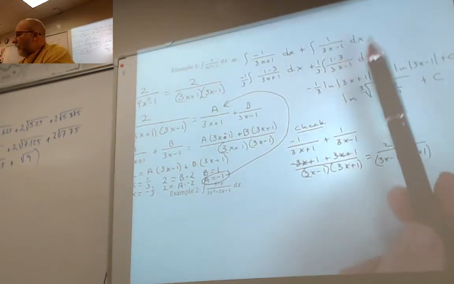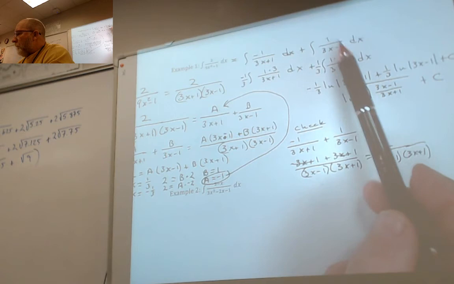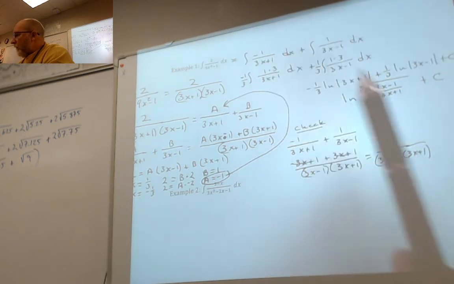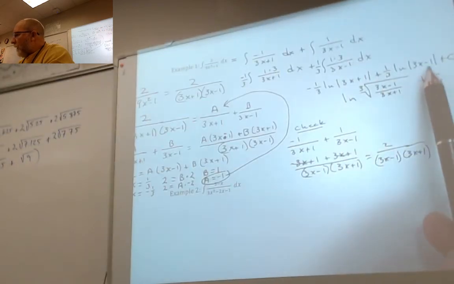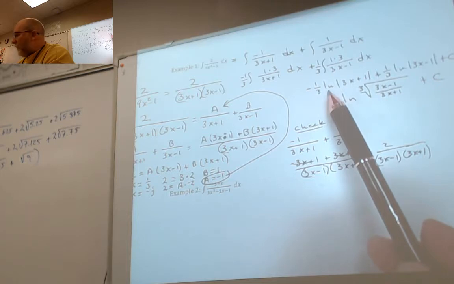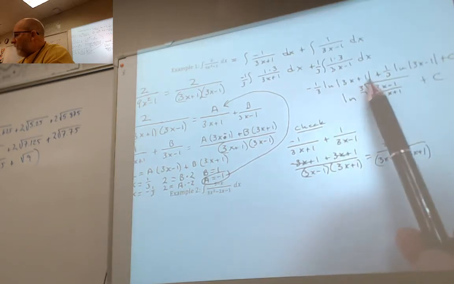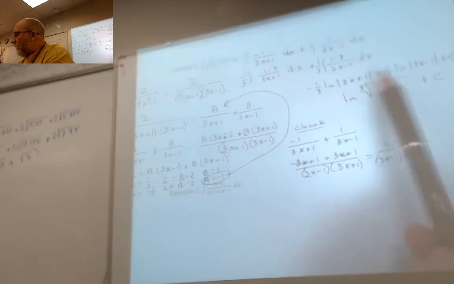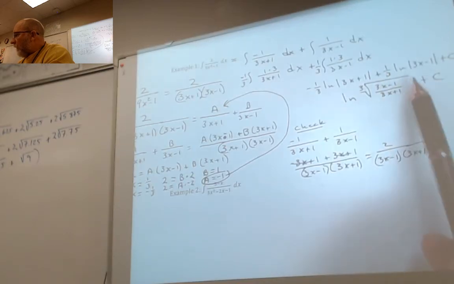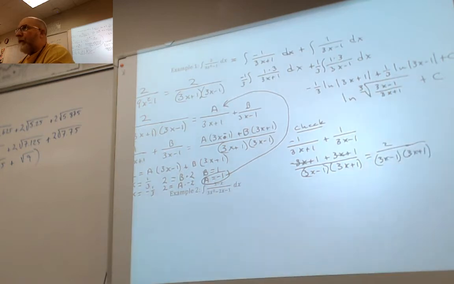Really what I'm doing is I'm taking this minus that, correct? So I'm taking this log minus that log, which means I have division: 3x minus 1 divided by 3x plus 1. My exponent is 1/3, so I could have written this to the 1/3 power, but I chose to write the cube root.